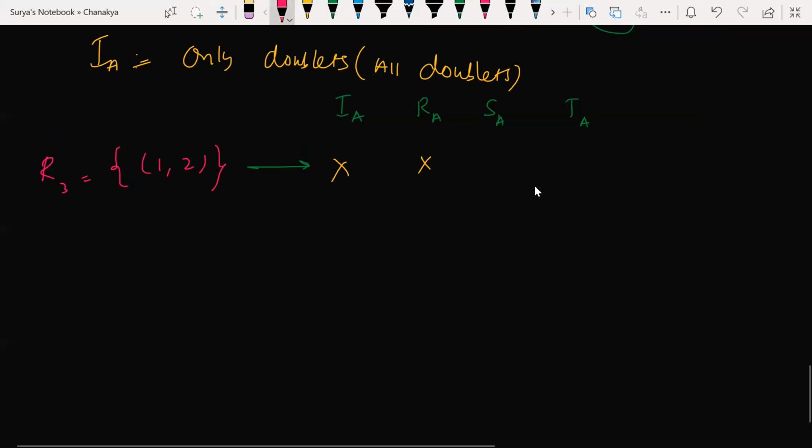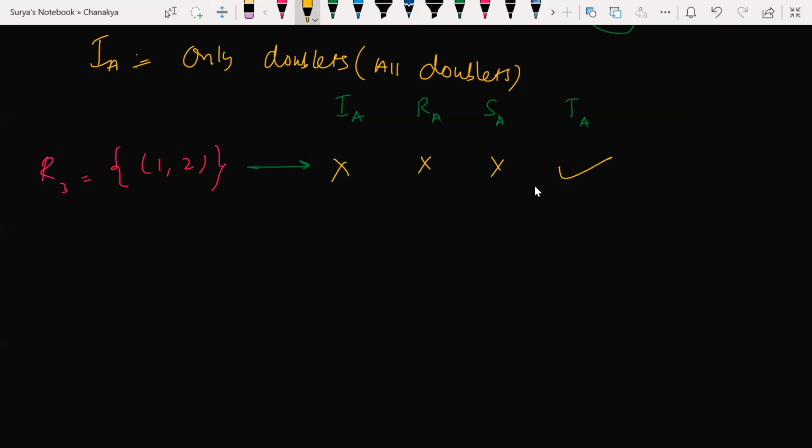Not symmetric, as well. 1, 2 is available, but 2, 1 is absent. Transitive के बारे में क्या बताएंगे आप लोग? बताओ. But it is transitive. Very good.